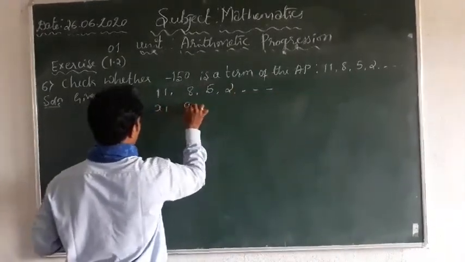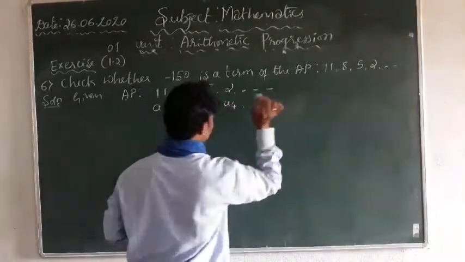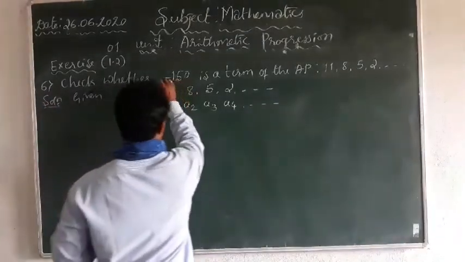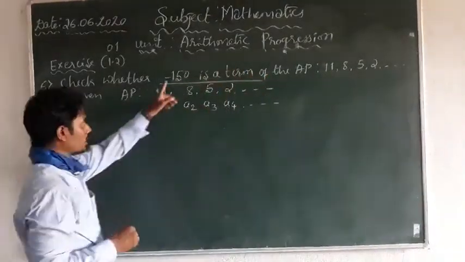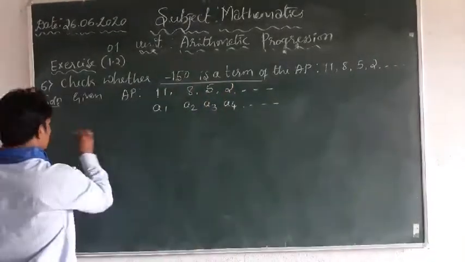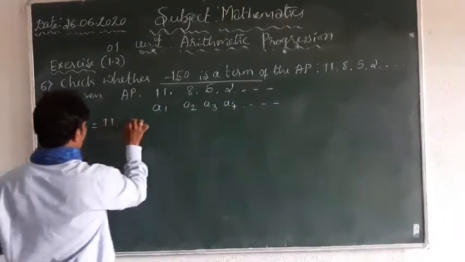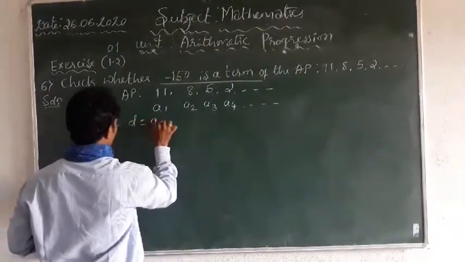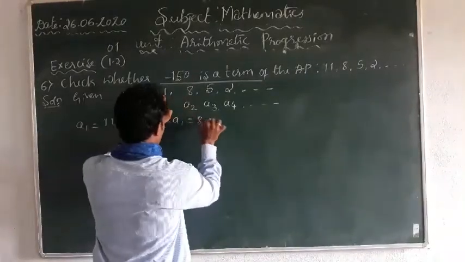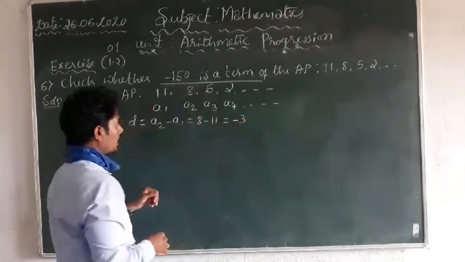First term, second term, third term, fourth term and so on. We have to check whether minus 150 is a term of the AP or not. A1 is equal to 11. Difference: A2 minus A1 is equal to 8 minus 11, which is equal to minus 3.